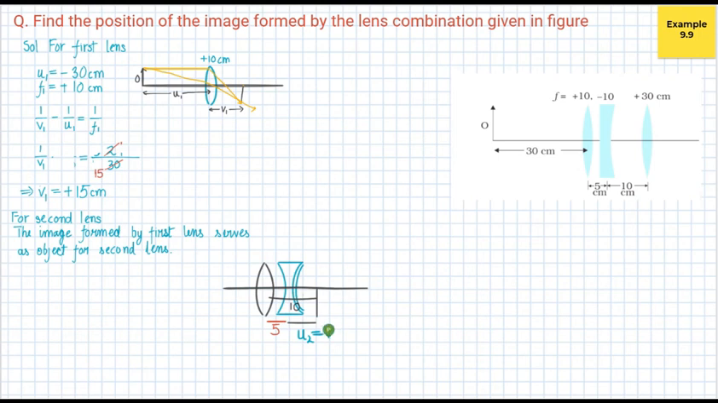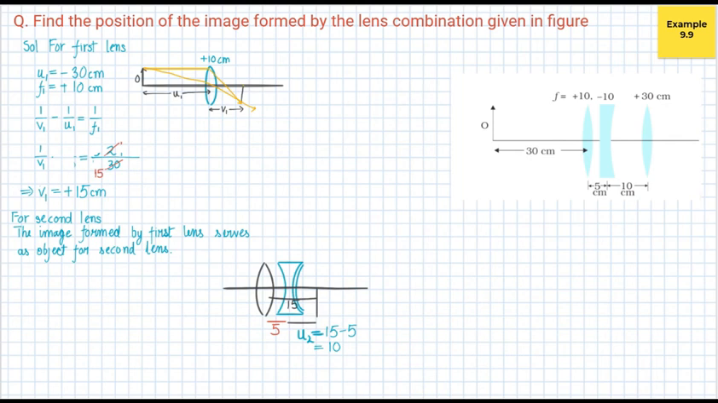Any confusion with this one? See, the first lens forms the image at 15 centimeter. Then the object distance will be 15 minus 5 equals 10 centimeter. Right? Okay. Do you have any confusion how the object distance is 10 centimeter in this case? If you have any confusion, please don't hesitate to ask. I'll re-explain it to you again.